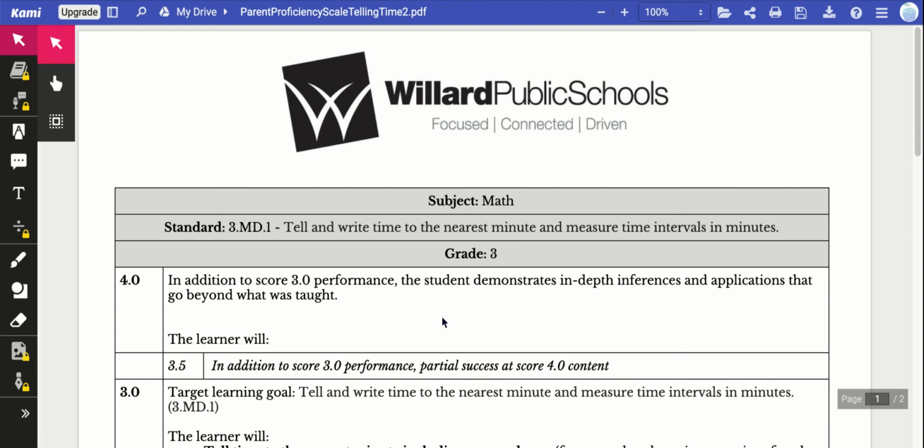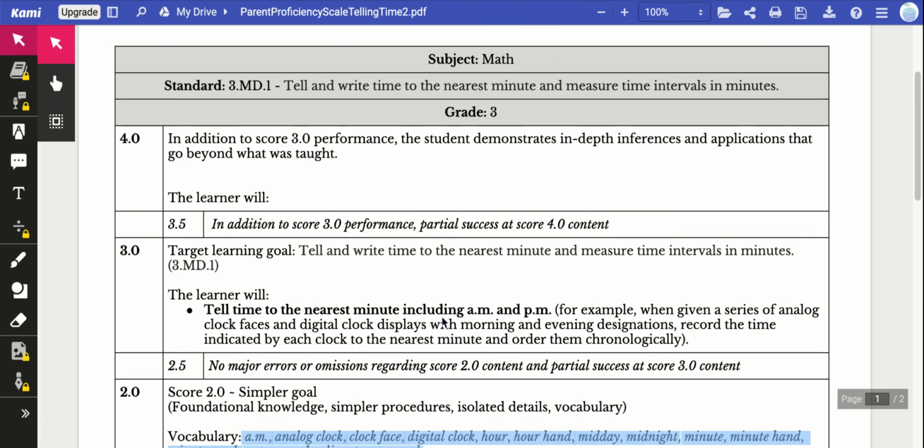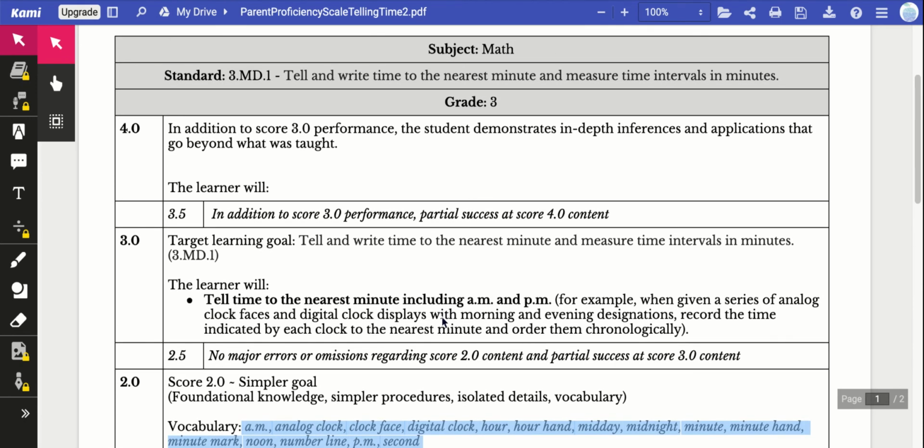All right, so there will be a link in Google Classroom with a blank proficiency scale so that you have one that you'll be able to use over and over again. And for your assignment, you'll be able to fill one in just for practice.